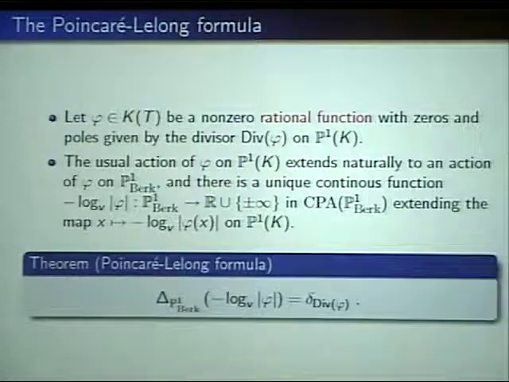And the Poincaré-Lelong formula in this context would say that when you take the Laplacian of minus log absolute value phi, you just get point masses at the zeros and poles with the right multiplicities. So you can actually recover the divisor of a function by taking the Laplacian. And what you're supposed to think of here is that outside the zeros and poles, this function is harmonic, so the Laplacian is 0. So the only place where you're going to have mass is at the zeros and poles. And what are the multiplicities? They're exactly the order of the zero or pole, which is picked up by this Laplacian.